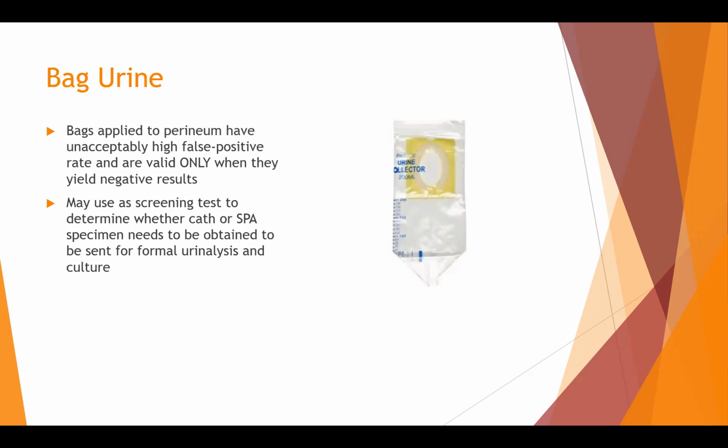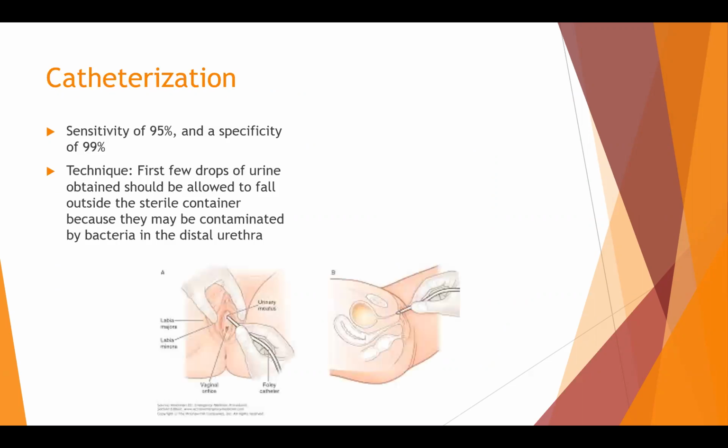And then bag urine. Like we mentioned before, it has a high false positive rate and is only valid when it yields negative results, like we just talked about. So we can use this as a screening test before we cath them. And then catheterization has a sensitivity of 95% and specificity of 99%. And even with the cath, the first few drops of urine should be discarded because they may be contaminated by bacteria within the distal urethra.